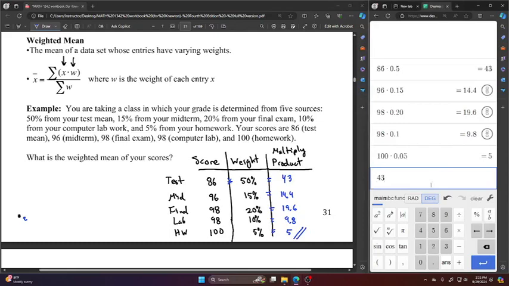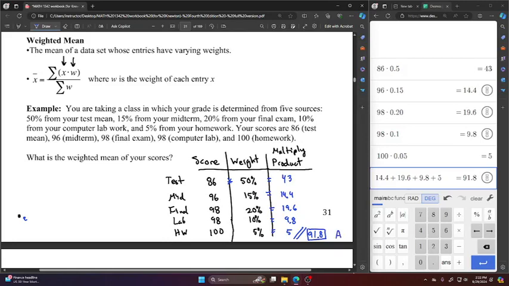I got 50, 43, 14, 19.6, 9.8, 5. Is that a 5? Did I do 5? I think I did a 5. Yeah. Here we go. 91.8. That's what I got in the end. 91.8. Give me a letter grade. A. There you go. Exactly. Cool.